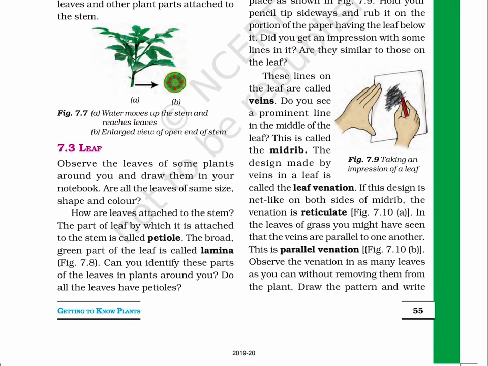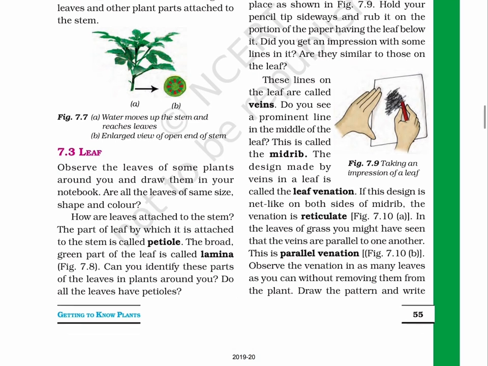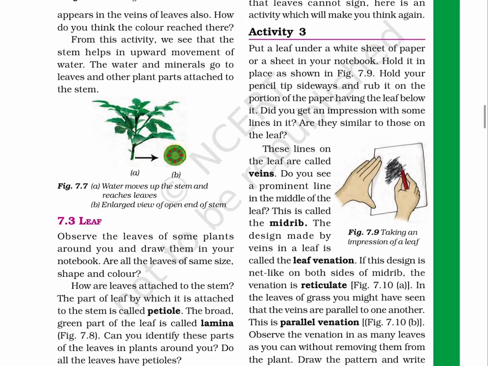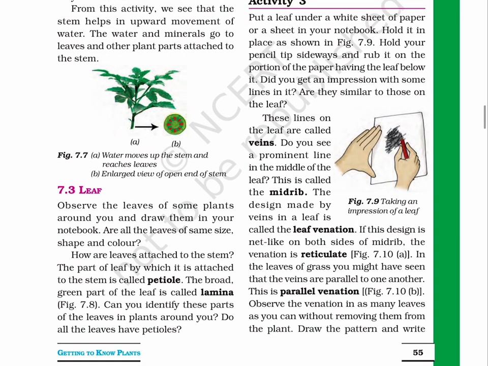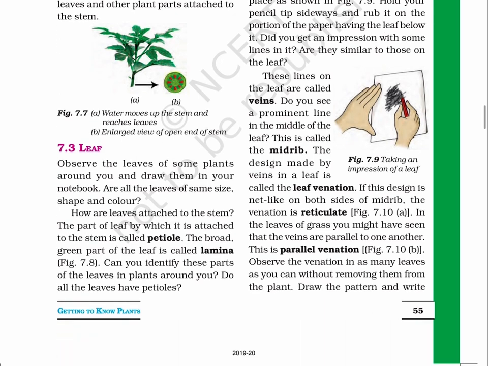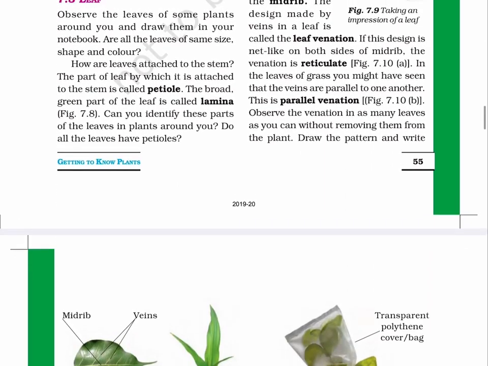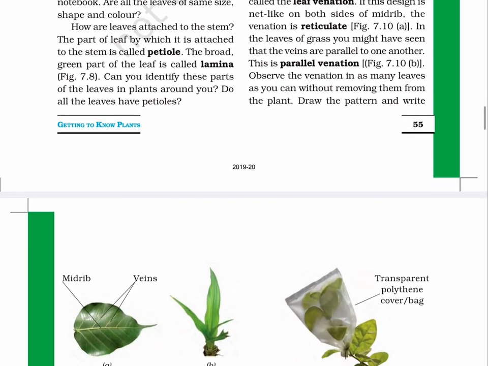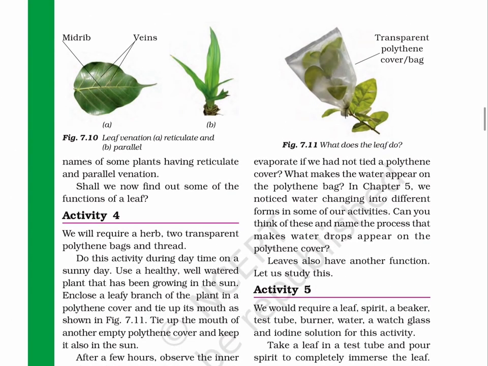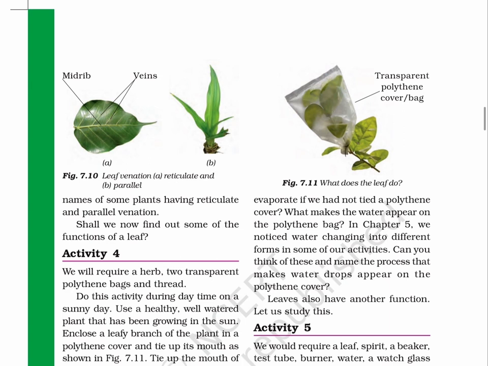Figure 7.10a. In the leaves of grass, you might have seen that the veins are parallel to one another. This is parallel venation. Figure 7.10b. Observe the venation in as many leaves as you can without removing them from the plant. Draw the pattern and write names of some plants having reticulate and parallel venation.